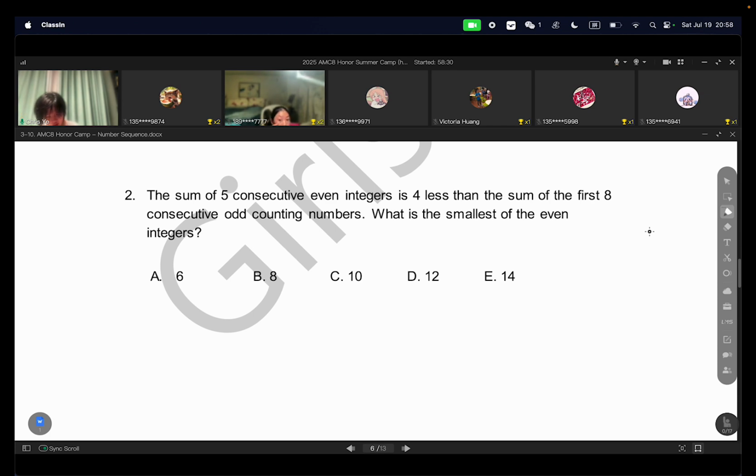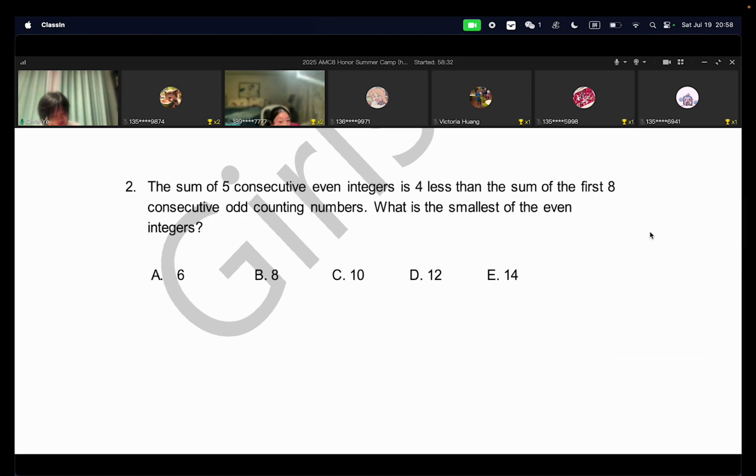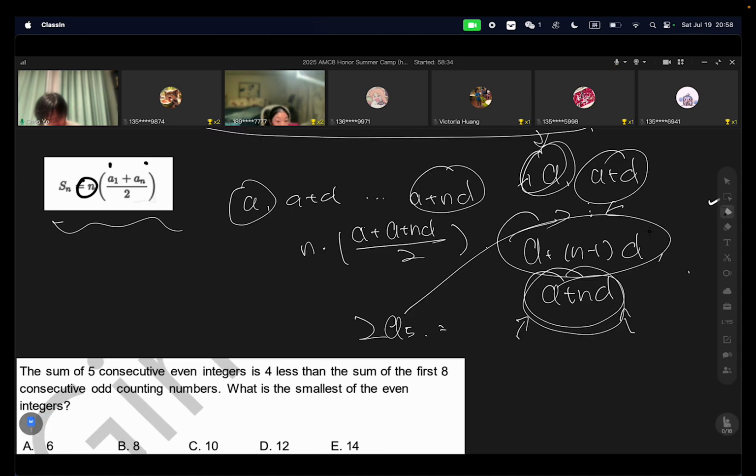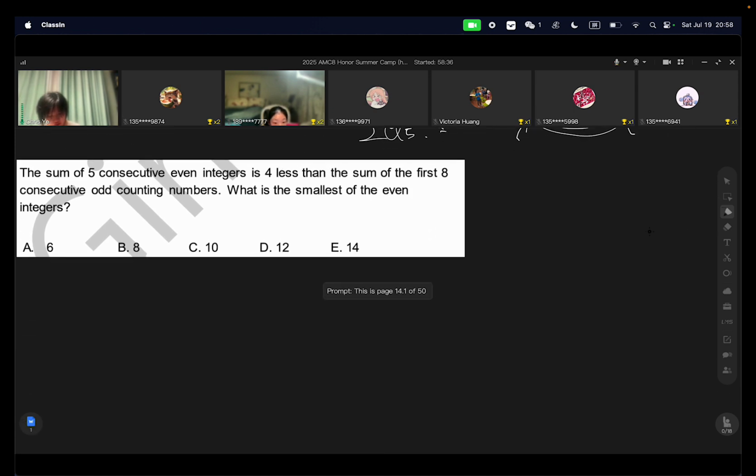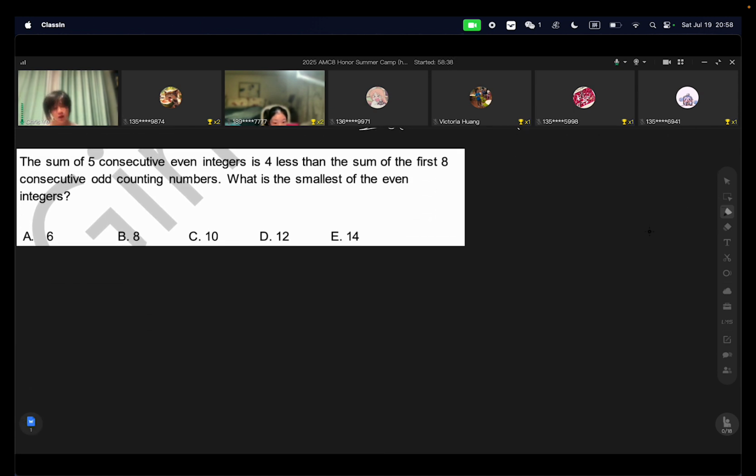Let me isolate it real quick. The sum of 5 consecutive even numbers, that means that it's basically an arithmetic sequence, except that the common difference is 2. It's 4 less than the sum of the first 8 consecutive odd counting numbers. What is the smallest of the even integers?